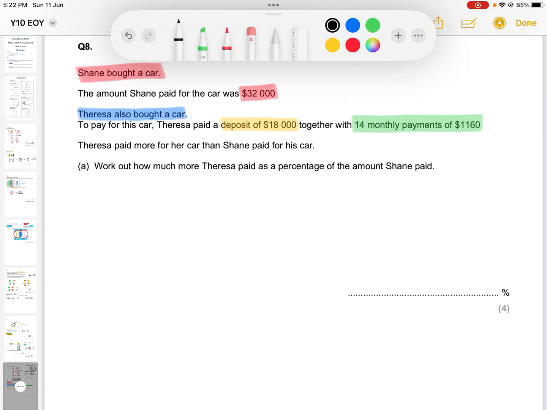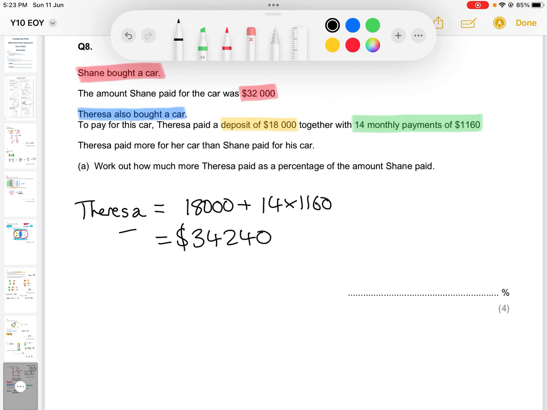We are told that Teresa paid more for her car than Shane did, although we can easily figure that out because we have all the information we need to figure out how much Teresa paid, which is the first thing that we're going to do here. So she paid a deposit of $18,000 and then 14 monthly installments of $1,160, making the amount Teresa paid $34,240.